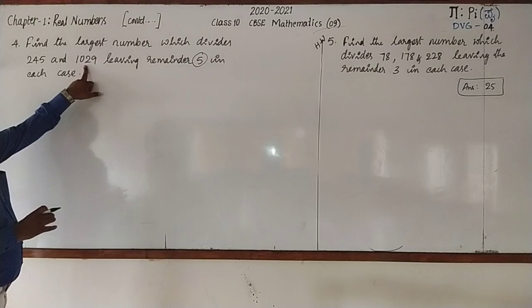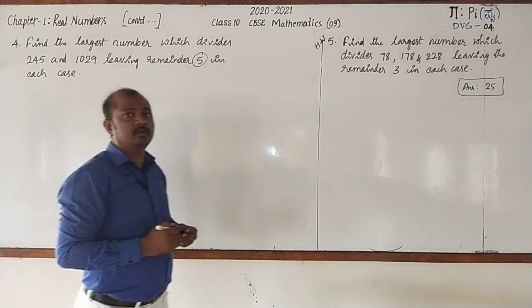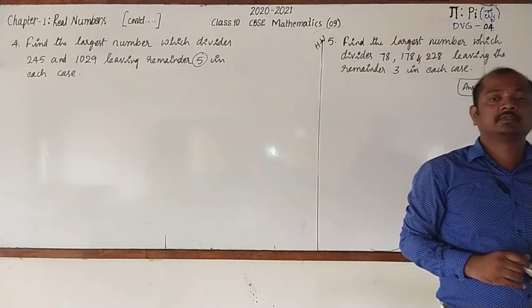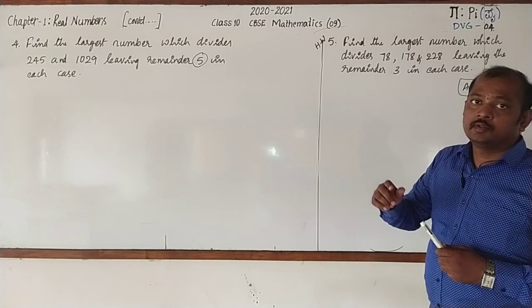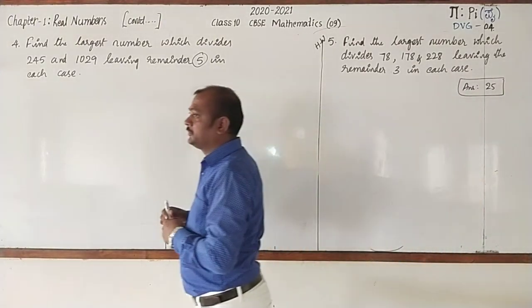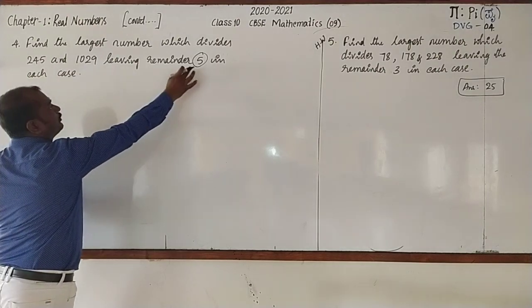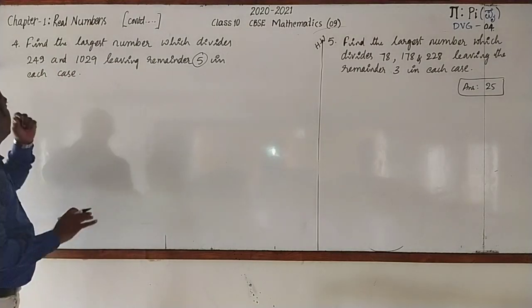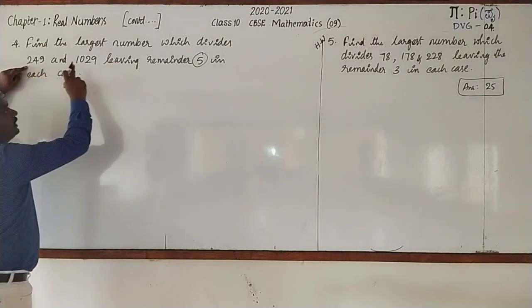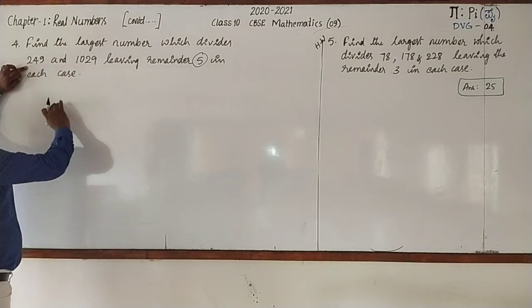And 1029 by that number also leaves the remainder 5. Just go through this. Here, 245: when you divide 245 by 5, the remainder will be 0. Actually, this number is 249. When you divide 249 by a number, it leaves the remainder 5.